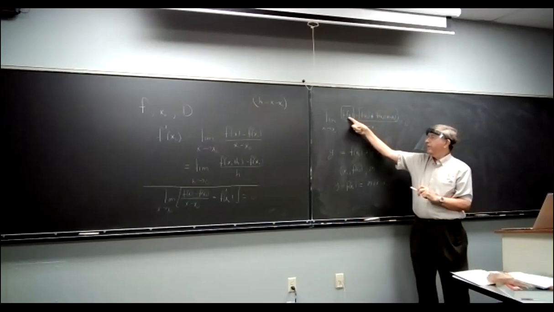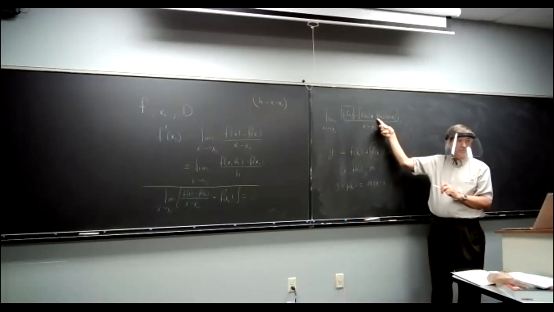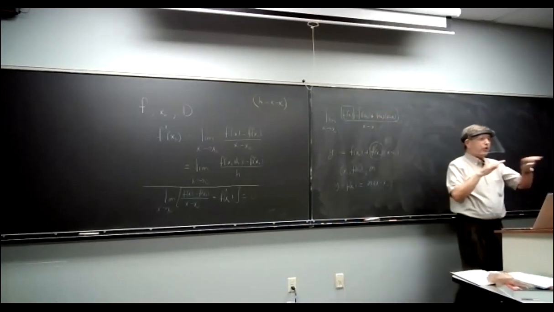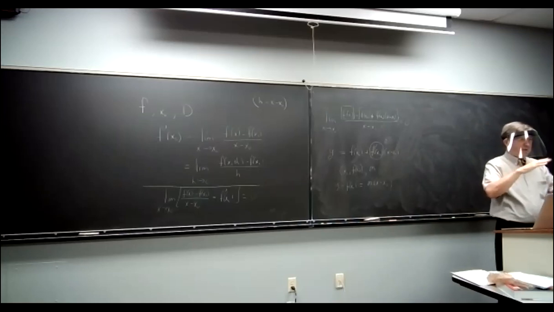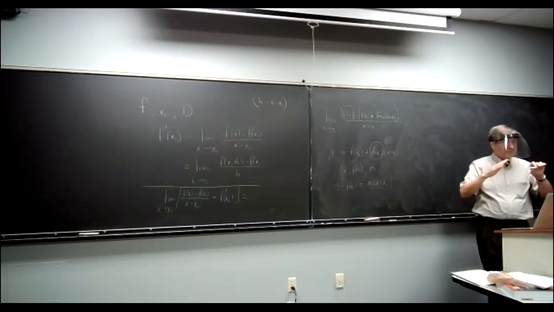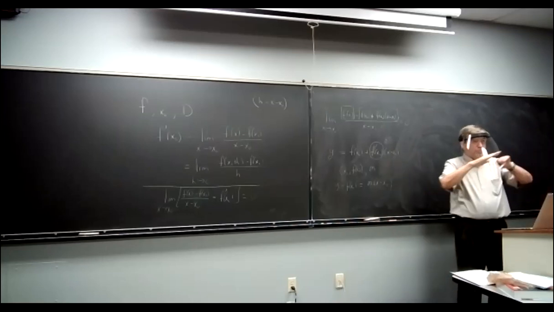That says this thing is really close to this thing. And that says the curve is really close to being approximated by a line. And that's why we call it the tangent line, because it hits the curve at one place and it's very close to it nearby.